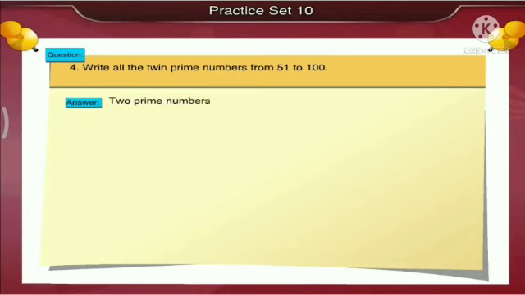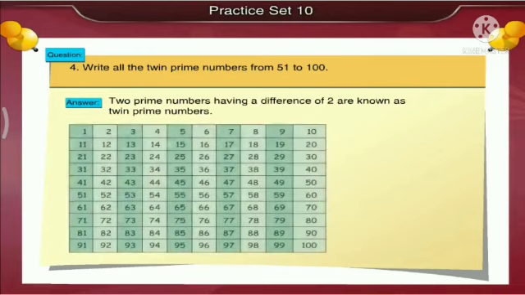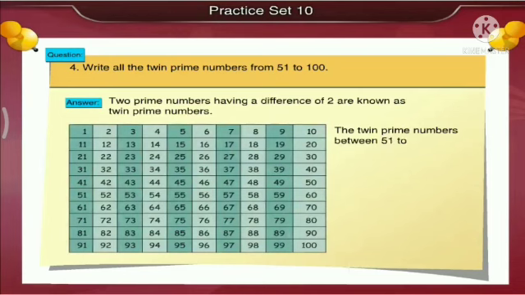Now let us see another question, that is question number 4. Now let's see what we have to do. Write all the twin prime numbers from 51 to 100. Clear? So we have to write down the twin prime numbers between 51 and 100. Now what do twin prime numbers mean? Two prime numbers having a difference of 2 are known as twin prime numbers. Even if co-prime numbers have a difference of 2, they are known as twin prime numbers. So let us find out the twin prime numbers between 51 and 100.